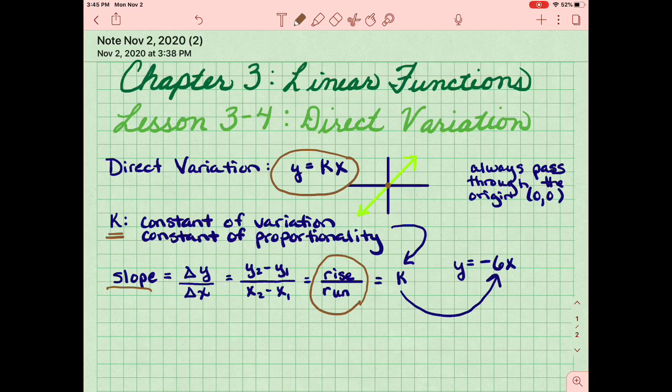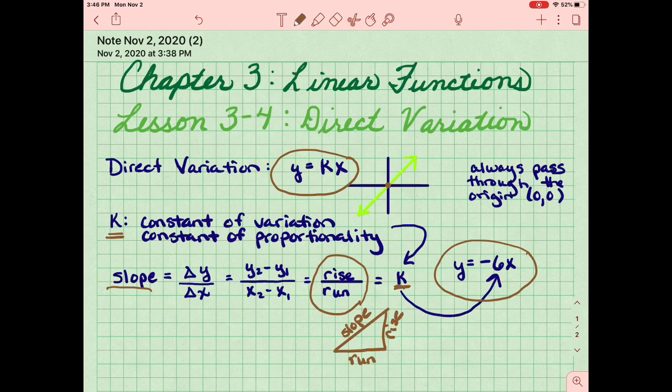And so if I was looking at, let's say, a triangle like we drew, then this would be the run, and this would be the rise, and it would tell us the slope of this line when we put it into the formula like that. So all of these are also the same as k, and this is an example right here, y equals negative 6x. This is a direct variation.